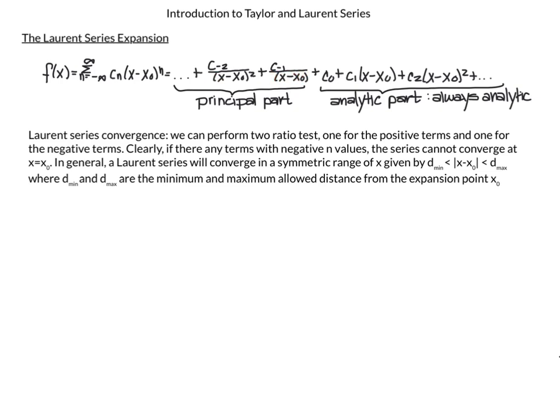So in general, a Laurent series will converge in a symmetric range of x given by this: delta minimum is less than the absolute value of x minus x naught, which is less than delta maximum. In other words, there's this symmetric range where it'll converge, but only around a small area around x naught, where delta min and delta max are the minimum and maximum allowed distance from the expansion point x naught. So we've talked about Laurent series convergence, but we don't really have the formula for this principal part.